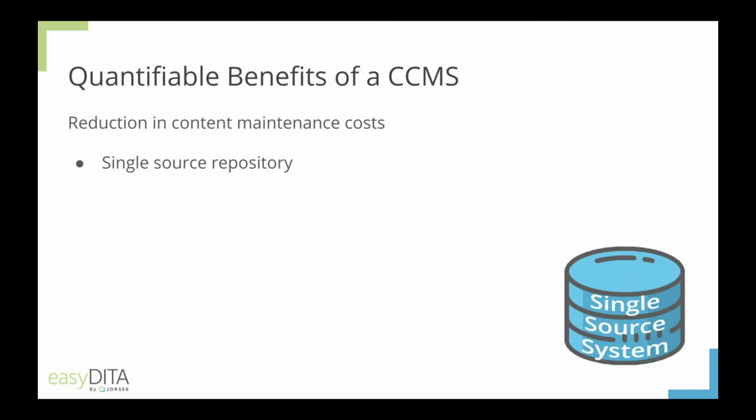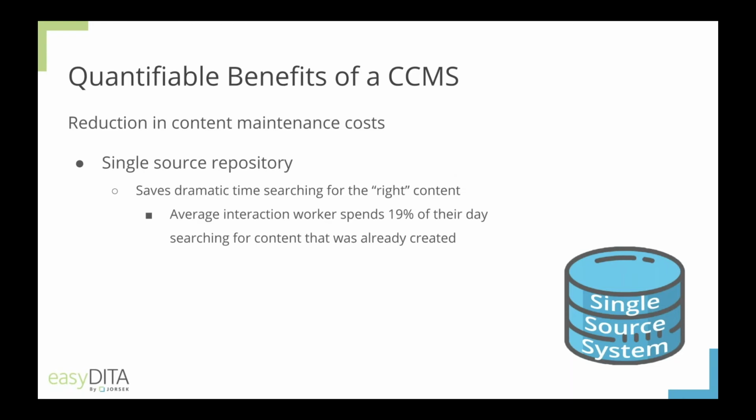So, reduction in content maintenance costs. All good CCMSs have a single source repository. This is really the key that makes all of the reuse possible, and it provides a lot of the power of a CCMS. You can save time searching for the right content because you can leverage metadata, and all the content sits in a single repository. It's not spread out over multiple repositories. We found that the average interaction worker spends 19% of their day searching for content that was already created.